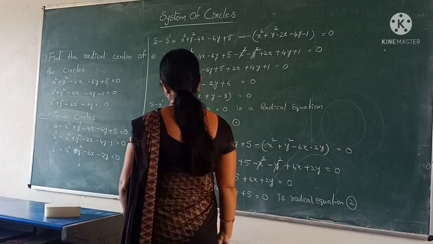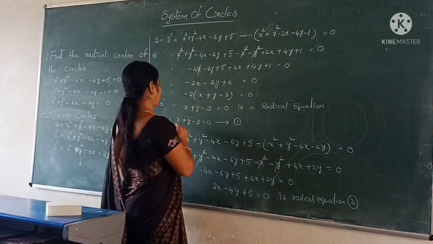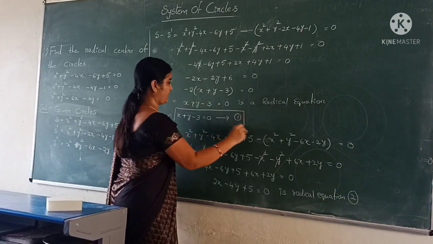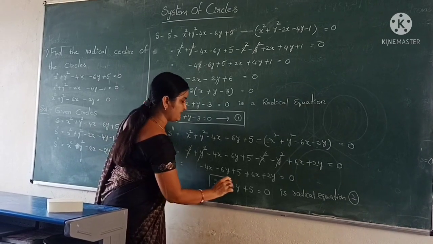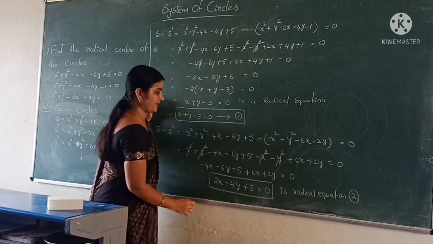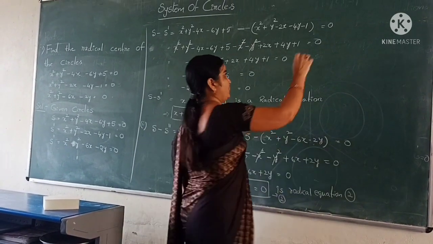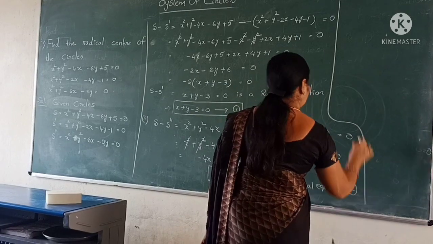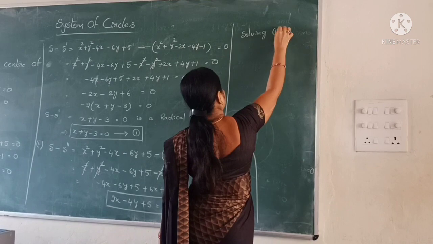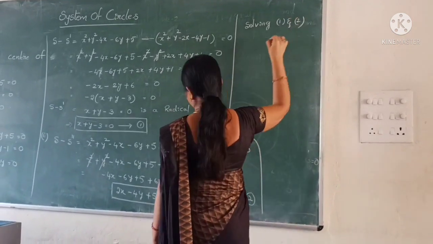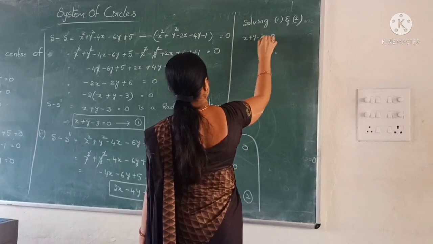Equation 2. Children, what do we have to find? We find the radical center. So what we have to do? This is the equation of a radical axis of circles, and this is another equation of a radical axis, equation 2. Now we have to solve 1 and 2. What is equation 1? x plus y minus 3 is equal to 0.